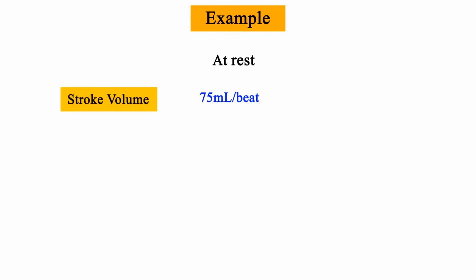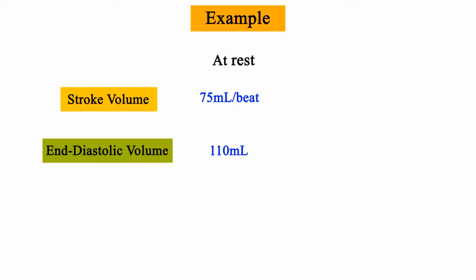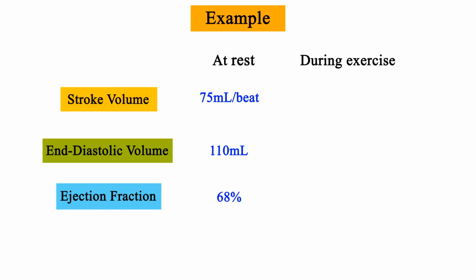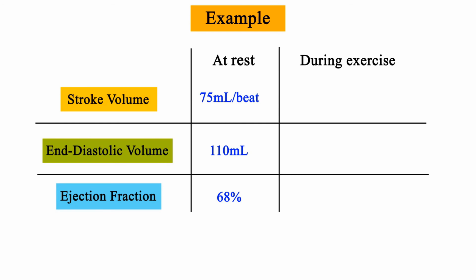For example, a person at rest has a stroke volume of 75 milliliters per beat and an end diastolic volume of 110 milliliters. This results in an ejection fraction of 68%. However, during exercise, as the heart is being stretched by increases in venous return, end diastolic volume increases to 130 milliliters and stroke volume increases to 100 milliliters. This results in an ejection fraction of 77%, a 9% increase in ejection fraction from rest.